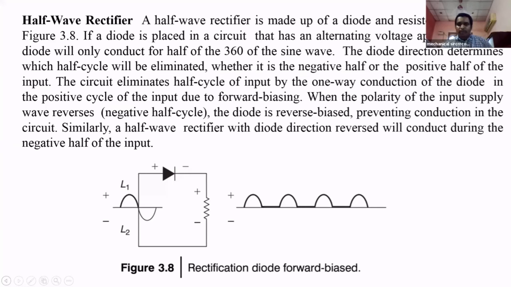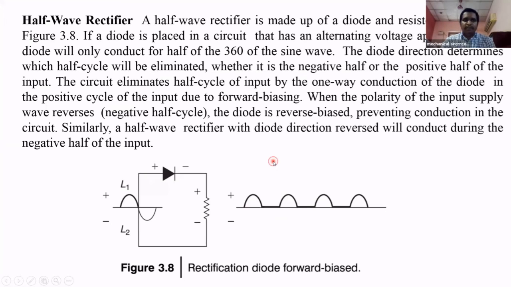So we can collect only the positive cycles. That is known as a half-wave rectifier. We can collect only negative cycles also. For collecting the negative, just change the direction of this diode. Then it only collects the negative, meaning we only get negative cycles.